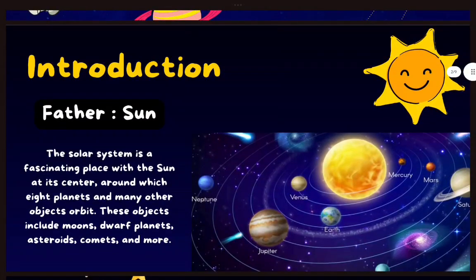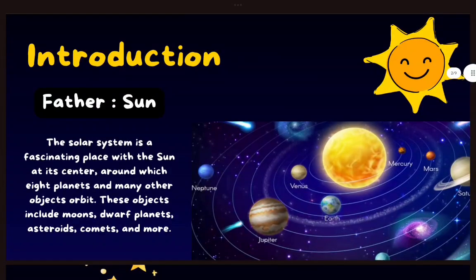First of all, in the introduction section, we all know that generally in the family, the father is the head of the family. Also in the solar system, the Sun is the father because the Sun is present at the center and all the planets are revolving around the Sun. So this is basically the Sun with all its family members known as planets, asteroids, dwarf planets, comets and many more. We are going to discuss that one by one, so don't worry about that.